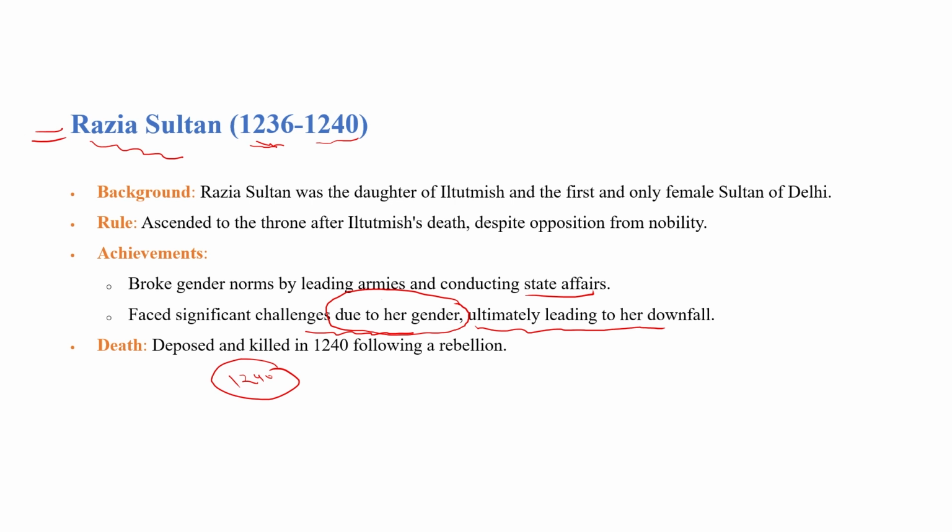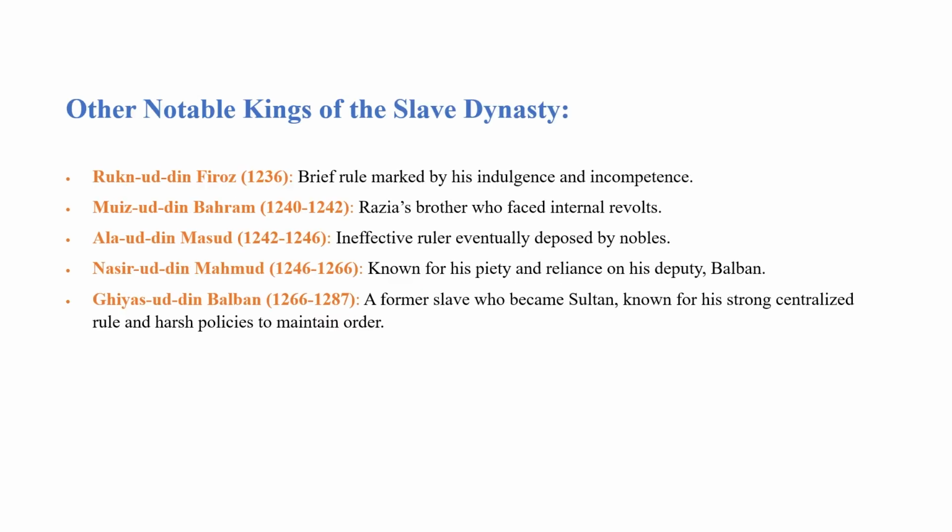Clear? And after Behram Shah, Alauddin Masud Shah became the next ruler. After Alauddin Masud Shah, Nasiruddin Mahmud became the next ruler, who basically wove caps to earn for himself also. And the next major or famous ruler was Balban. So we have to also discuss the empire of Balban.